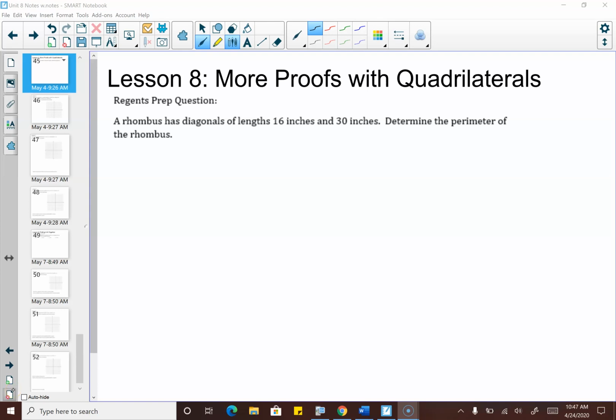For lesson 8, we're going to continue our work with coordinate proofs and quadrilaterals. But we're going to start off with a quick question here about a rhombus. A rhombus has diagonals of length 16 inches and 30 inches. Determine the perimeter of the rhombus. This is a question that's shown up on the Regents a bunch of times.